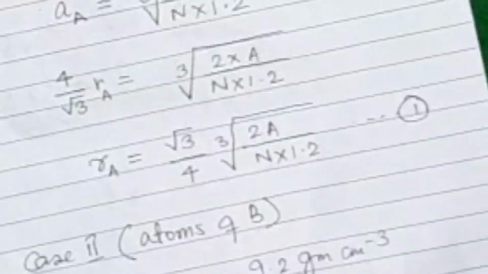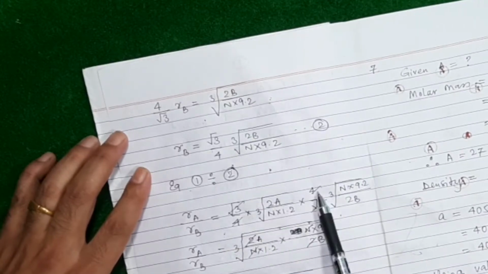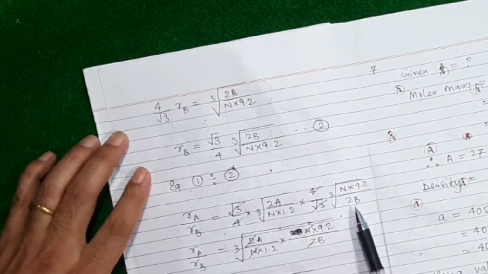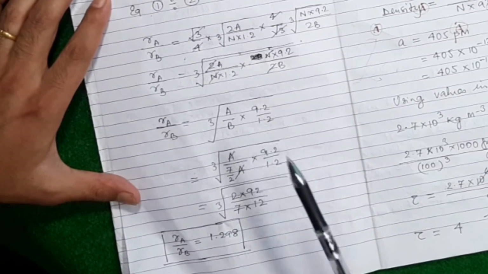So expression 1 has got this divided by expression 2. So this whole thing topples, it goes up. The numerator goes to the denominator, and whatever is in the denominator goes to the numerator. They cancel. That you can easily make out. How do they cancel? So ultimately we're left with this.